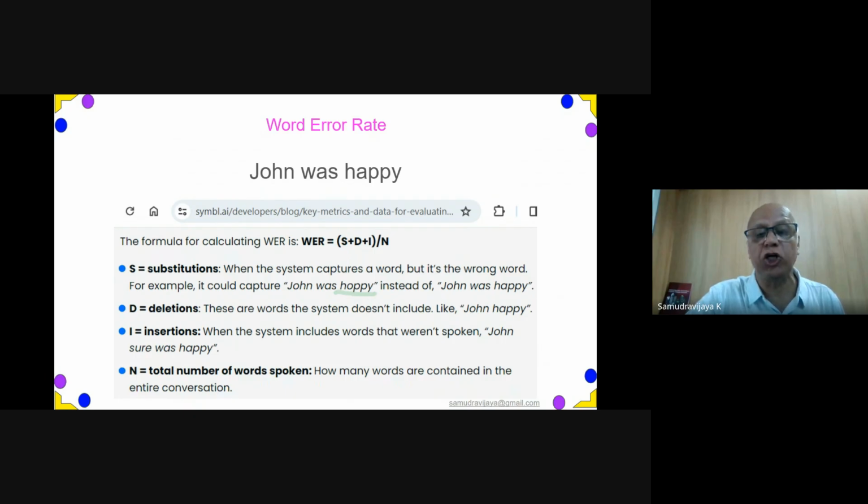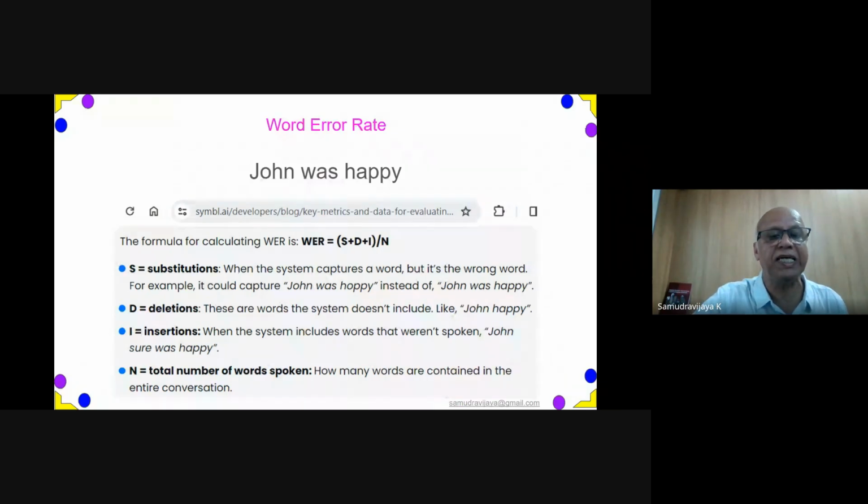Sometimes it may say "John happy." John was happy, the word was was deleted. It couldn't recognize it. Then we call it a deletion error. Then it can even insert some words. "John sure was happy." There's an extra word. So this is called an insertion error. So a speech recognition system recognizing a sequence of words can make 3 types of errors. All the errors have to be added when you compute the word error rate. So in principle, it can go even above 100%.